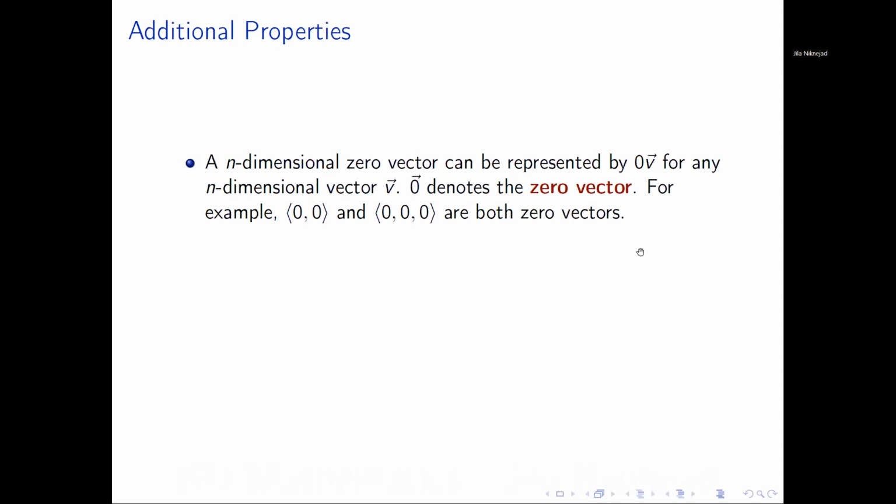The n-dimensional zero vector can be represented by 0 times v, the scalar multiplication 0 times v, for any n-dimensional vector v. 0 with an arrow on top denotes the zero vector for any dimension. For example, the vector represented by components 0 and 0 in 2 dimensions is the zero vector, and in 3 dimensions, the vector represented by 0, 0, and 0.